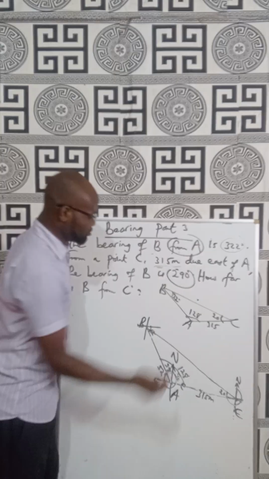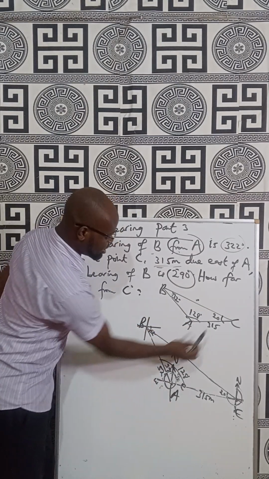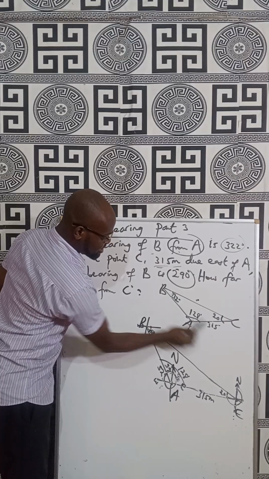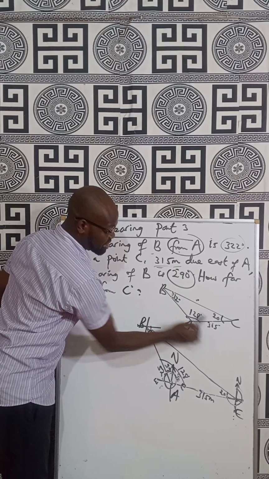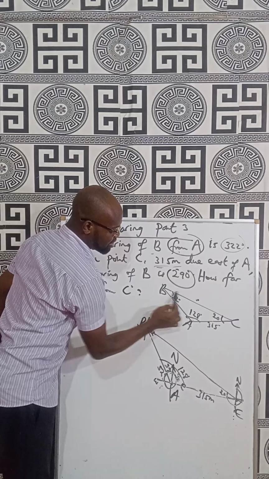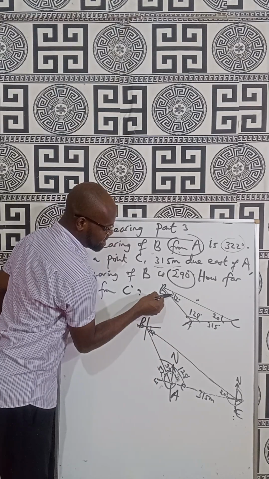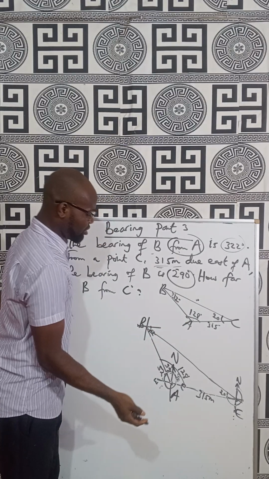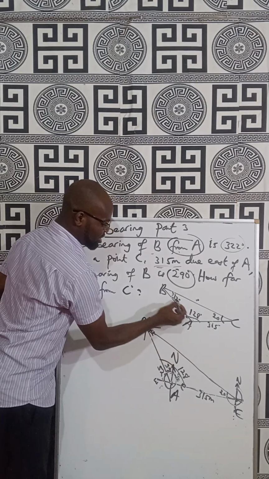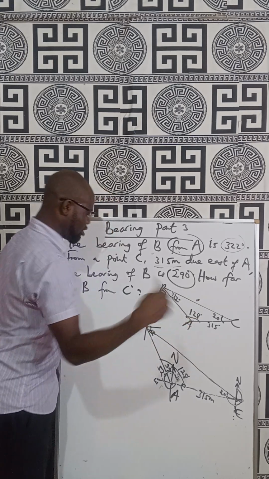So by using sine rule, this side over sine 32, you can see they are facing each other, equals this side that we are looking for over sine 128. So this over sine this equals this over sine this. That's sine rule. You understand now? So that's 315 over sine 32 equals BC that we are looking for over sine 128.